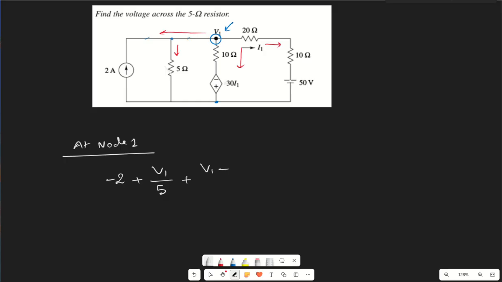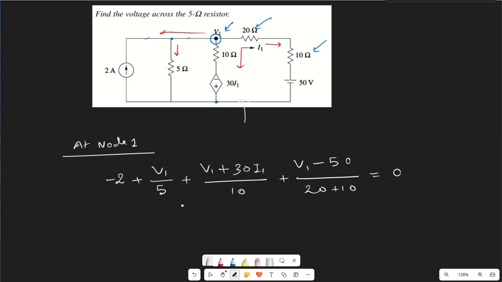Then next one will be plus V1 plus 30 I1. This source is a current dependent voltage source, so we have to consider this as a voltage source. The value of this voltage source is 30 I1, and it is moving from negative to positive, so it will be plus. So it will be (V1 plus 30 I1) divided by the resistance, which is 10. Then the last one is (V1 minus 50) divided by, here we have two resistances, so it will be the addition of both the resistances, 20 plus 10, equals 0.